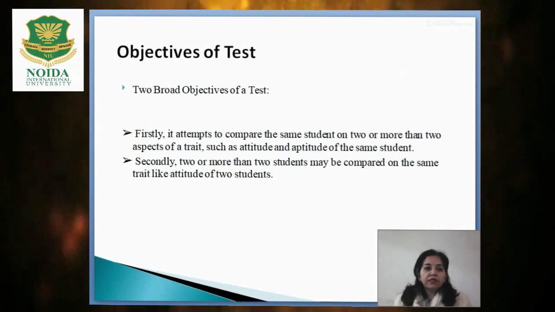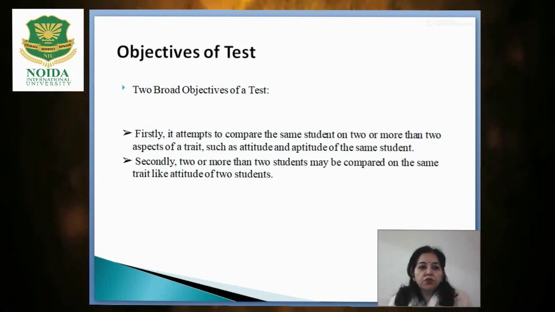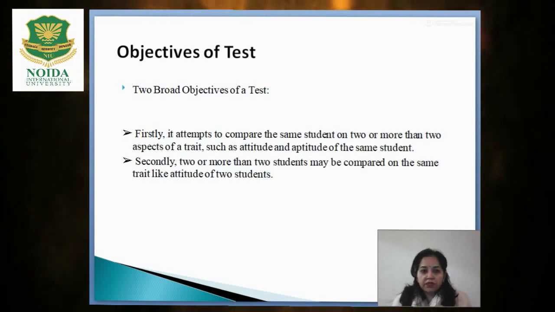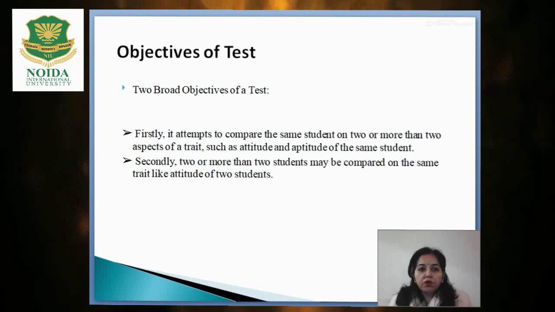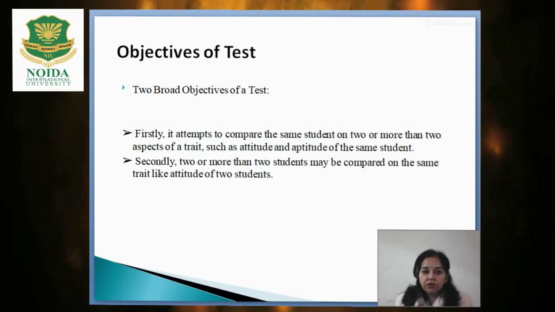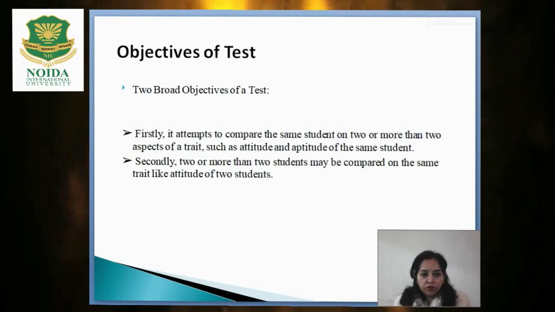Okay, now let us understand the objectives of a test. A test can be used for two broad objectives. First, it attempts to compare the same individual on two or more aspects of a trait, such as attitude and aptitude of the same student. And secondly, two or more persons can be compared on the same trait, like attitude of two students, etc.